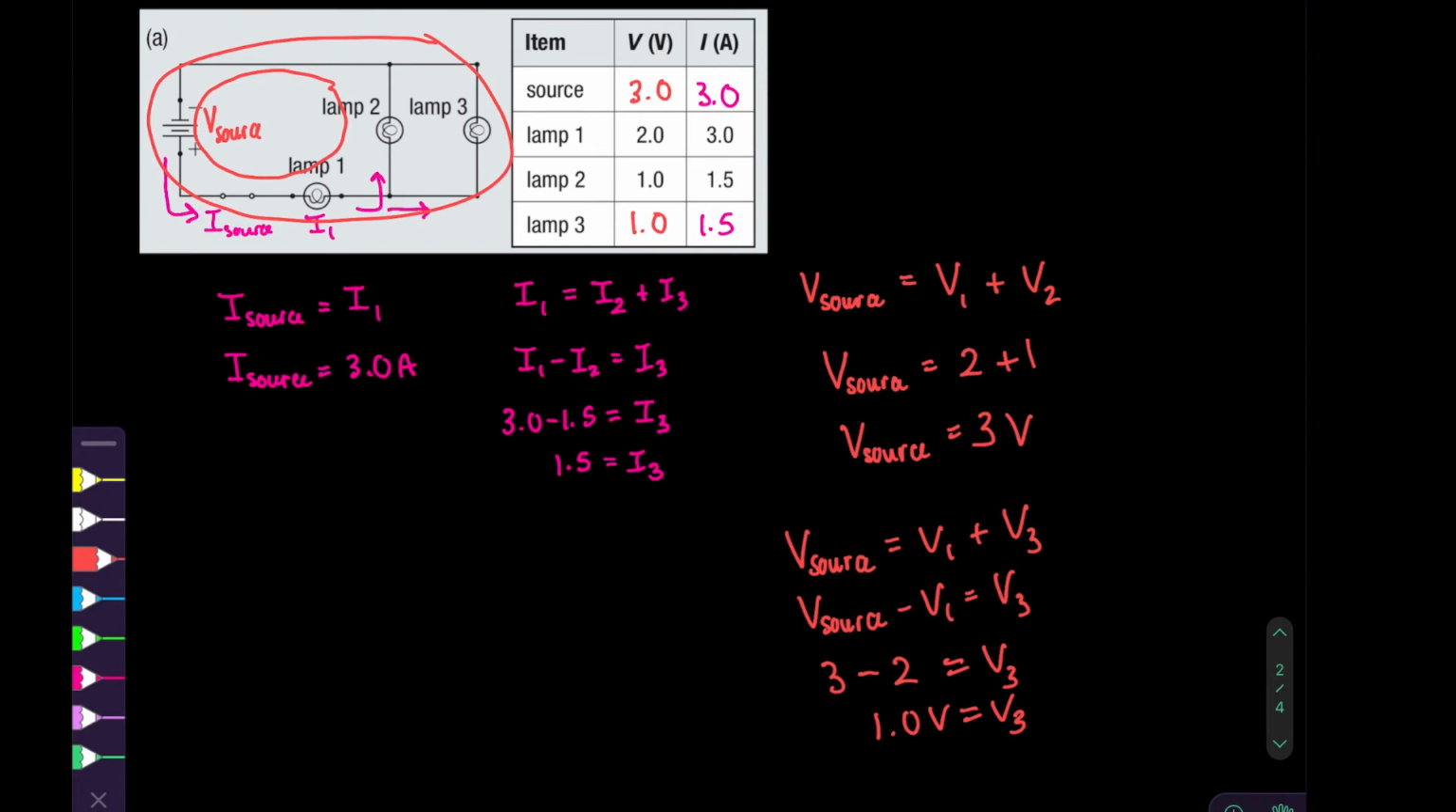Now that was one way of thinking about it. You have the complete loops, or you could have always just referred to the two lamps 2 and lamp 3 connected in parallel. So that means that the voltage drop should be the same. So these two should both be 1, which it is in this case. So that's our table for the first part.